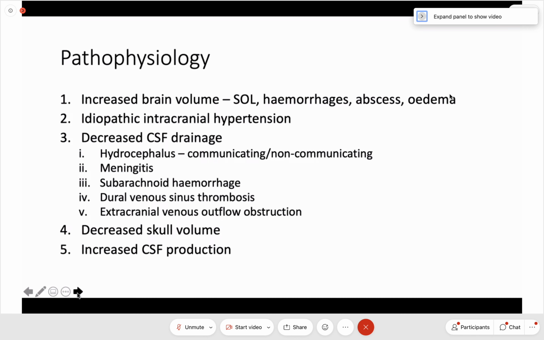There are about 5 causes. The number one is increased brain volume. This can be seen in SOL, hemorrhage, abscess, or edema of the brain. Number 2 is idiopathic intracranial hypertension.